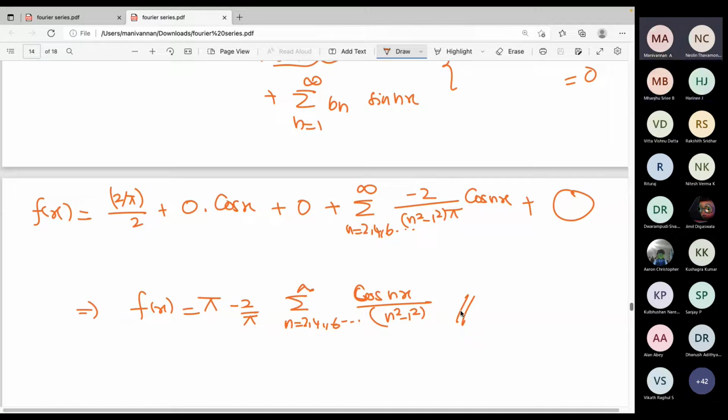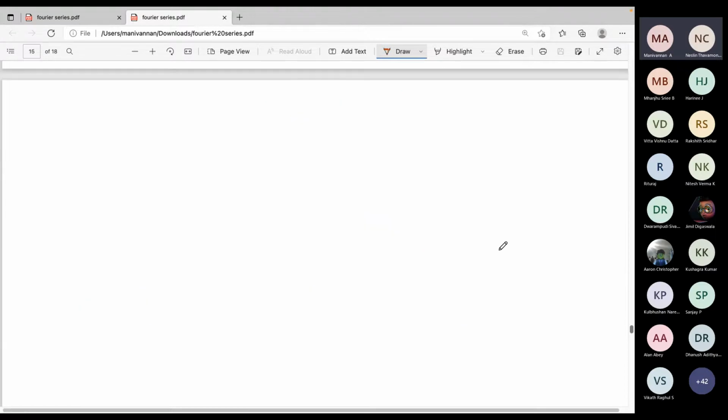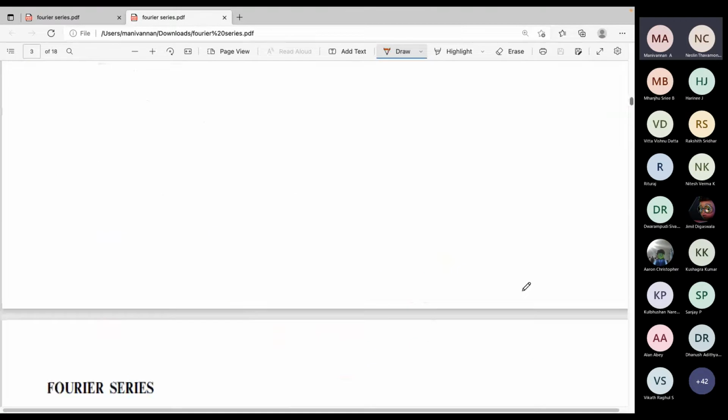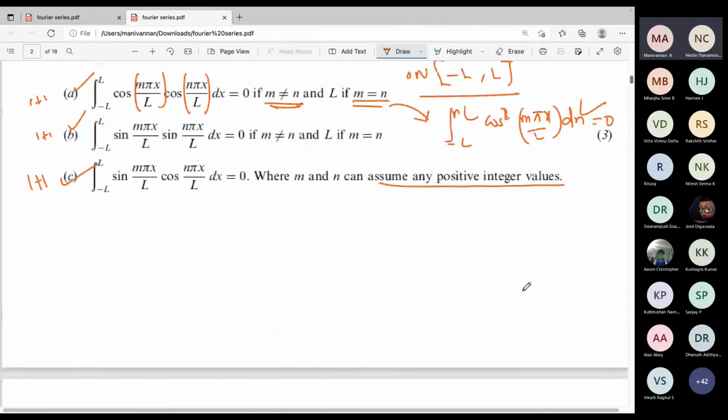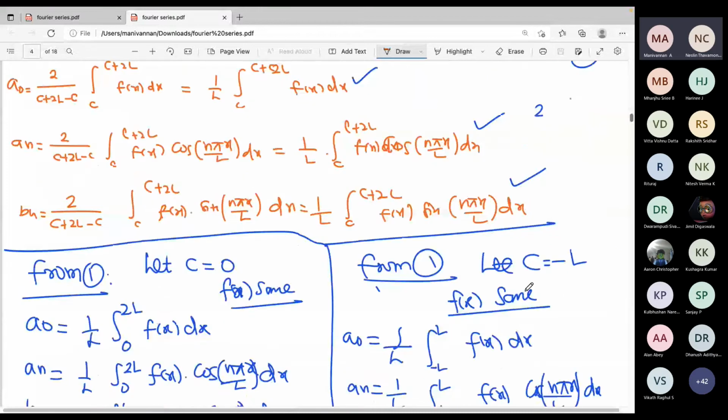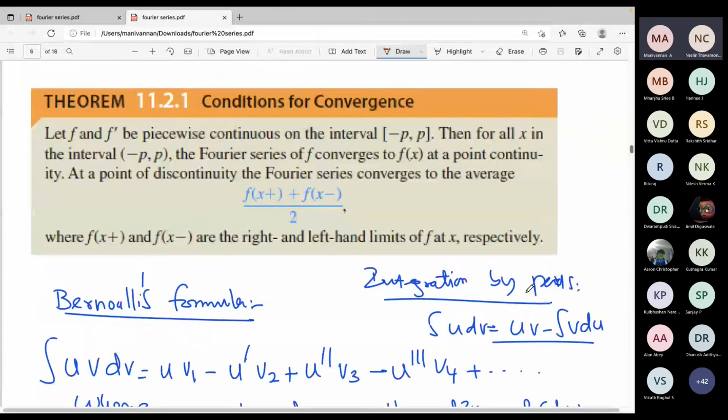Now, an important concept: the conditions for convergence. It is also in the material; I just added the things. Do you have the BS Grewal book or the Kreyszig book? Yes, sir, we have BS Grewal. Okay, take the examples from that book and practice.